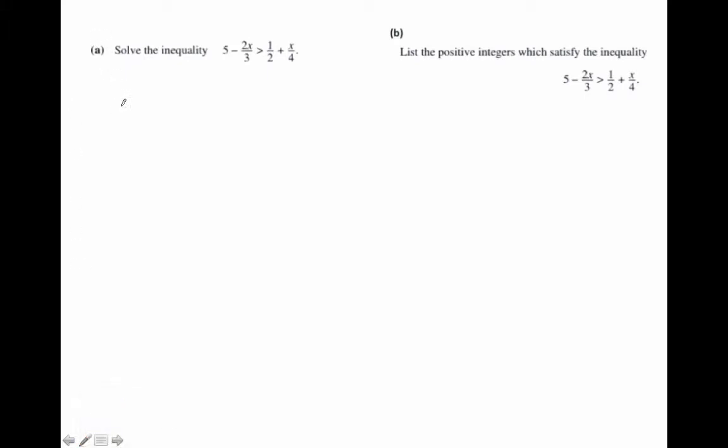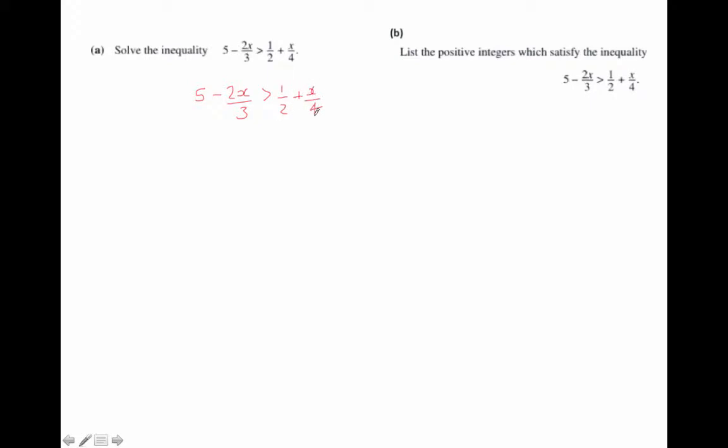In question 19, we're asked to solve this inequality. It looks nasty because it's got lots of fractions, but if we just deal with the fractions one at a time, then we'll make our lives easier for now, and then we'll look at a shortcut at the end. So (5 minus 2x) over 3 is greater than 1/2 plus x over 4.